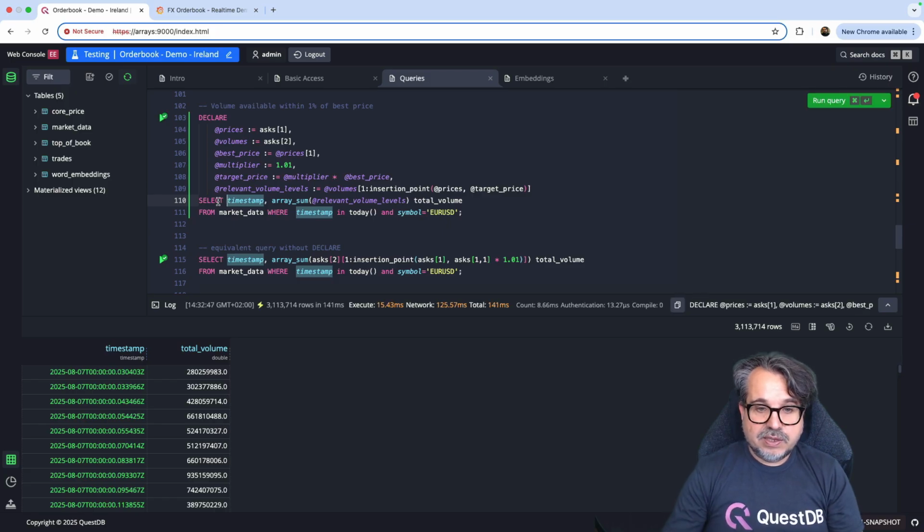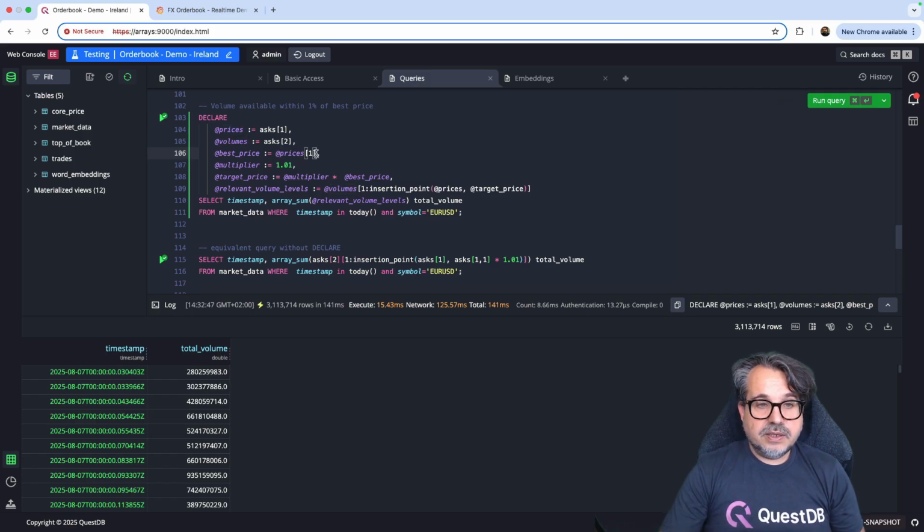And yeah, they execute in about the same time, around 15 milliseconds each, because they do exactly the same thing. But I want to go through the first one because it's easier to follow. So in ask1, we have the prices, so I'm going to declare prices as ask1. The volumes for the ask are stored in ask2, so I'm storing volumes as ask2.